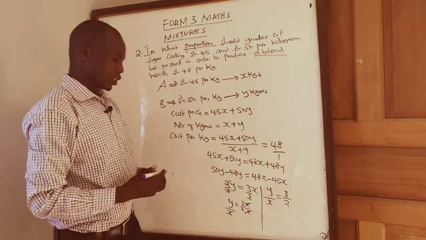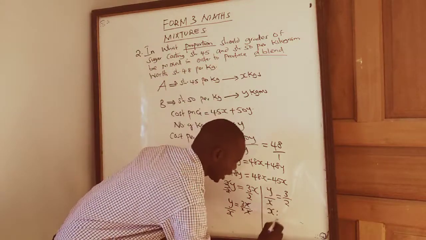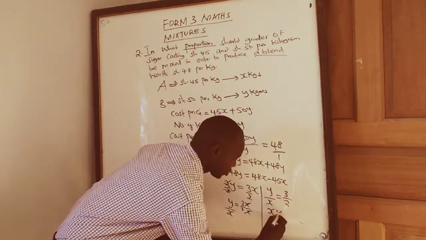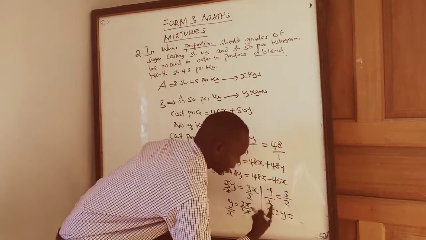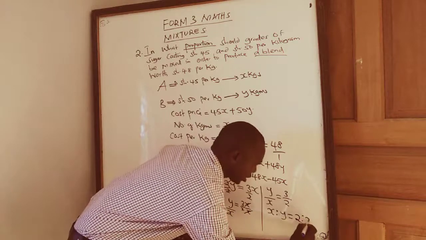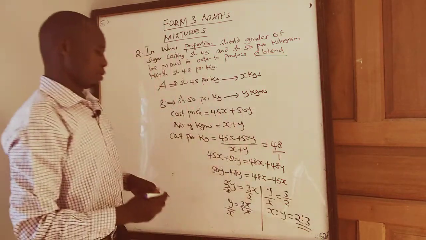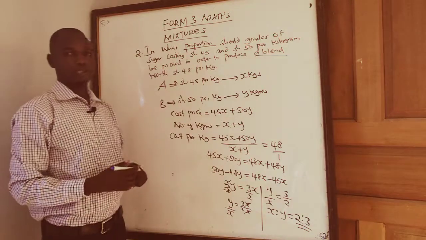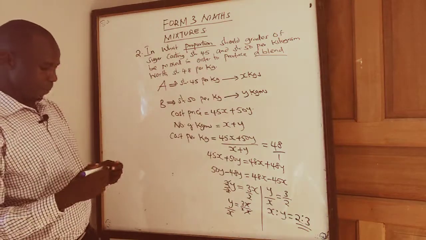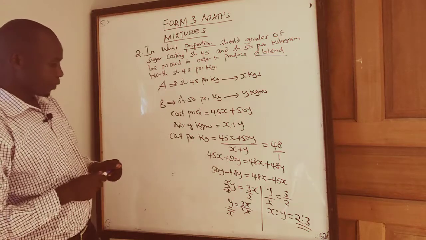Remember, that is a ratio as a fraction, but if we are supposed to simply have our x kilograms to our y kilograms, we are going to have x as 2 and y as 3. So the ratio of grade A to grade B will actually be in the ratio of 2 to 3, and that is how that question is supposed to be done.